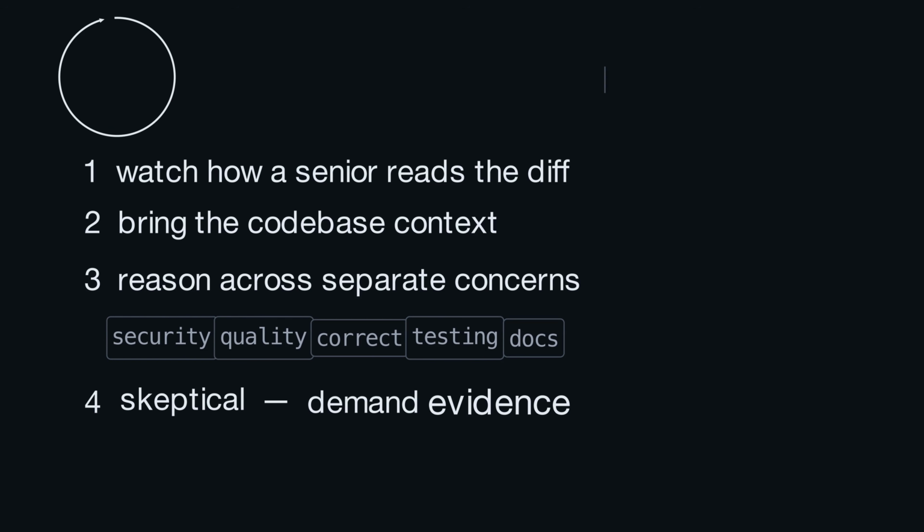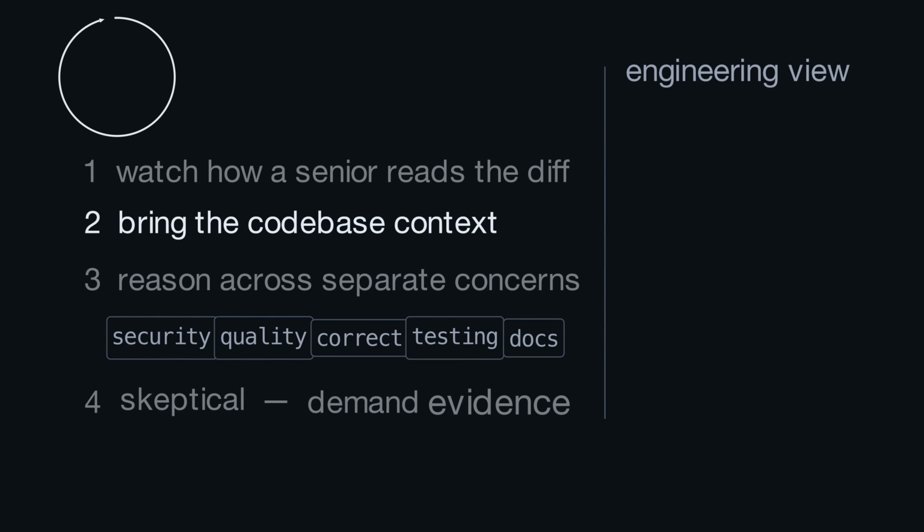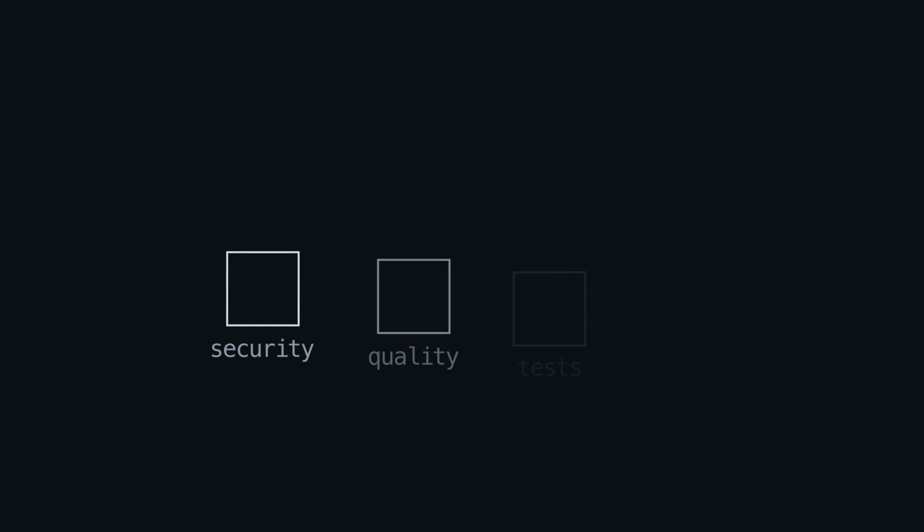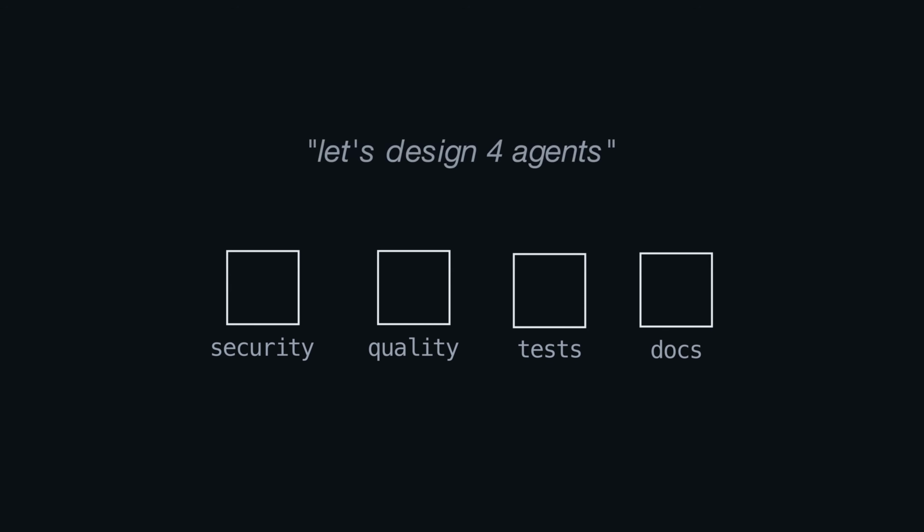And if you read those four statements from the engineering point of view, the codebase context means retrieval. Separate concerns means it's not just one reasoner, it's a multi-agent architecture. Every finding which my agent makes must carry a rationale and a confidence. And the four agents which we'll design will not come from, okay, let's design four agents, but from thinking about what a human reviewer eventually does.